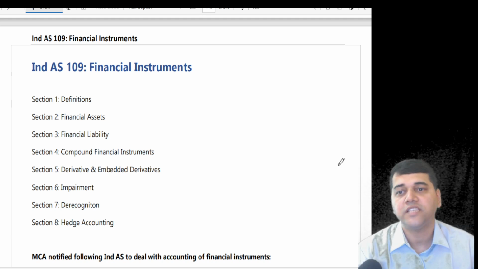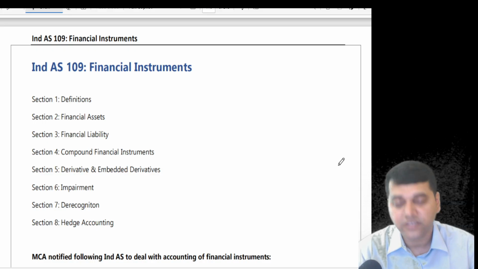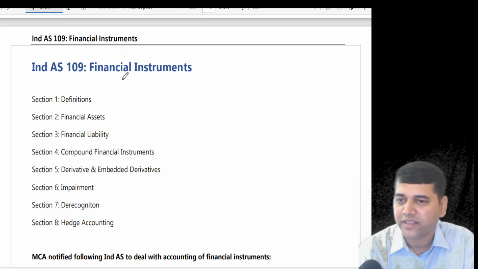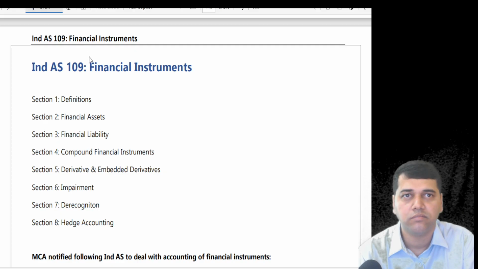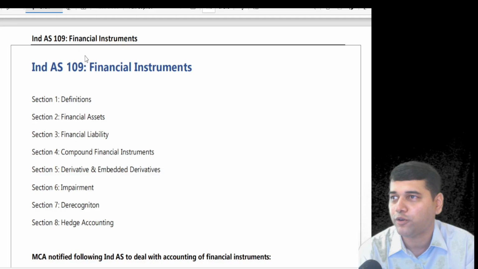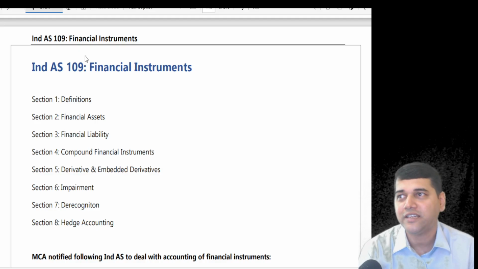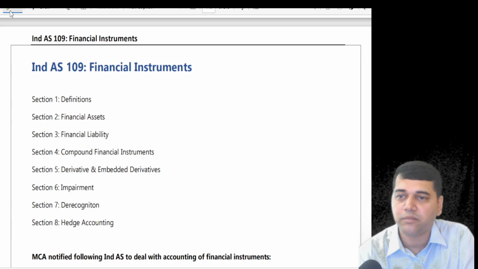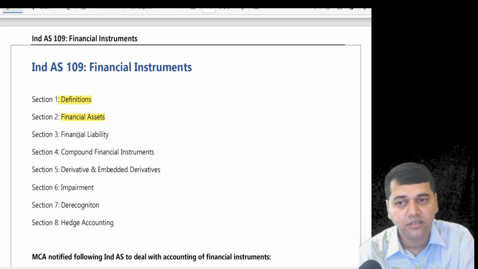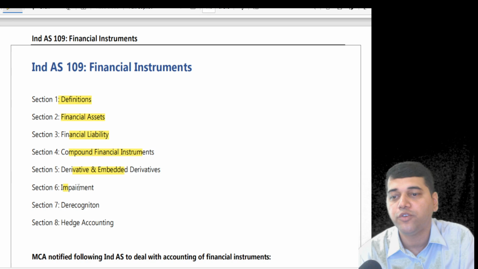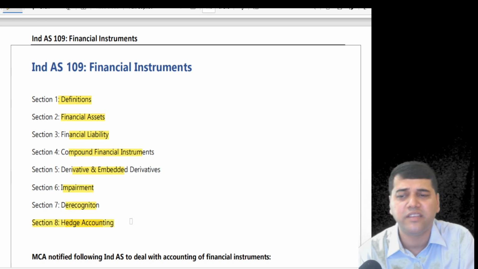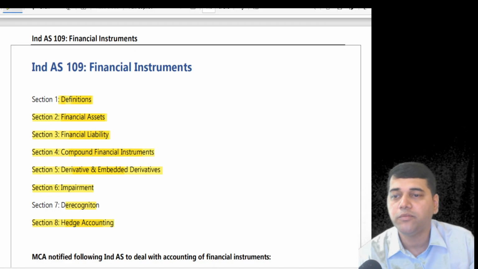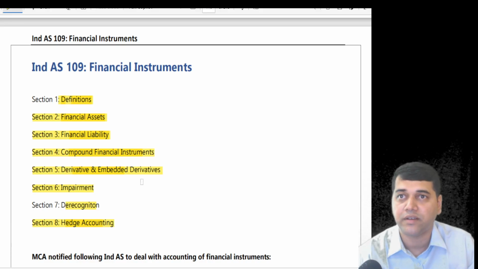In Ind AS financial instruments, we are going to discuss this chapter in 8 sections. 90% of the questions which are going to come for your examination will come within these 8 only. 10% may come from somewhere which I have not taught you. Leave it. At least if you can get 80%, with confidence you can do it very well. Initially we will discuss the definitions, financial assets, liability, compound instrument, derivative, impairment, derecognition, hedge accounting. Hedge accounting is only theory. Definition is also theory. We have problems only from section 2 to section 7.